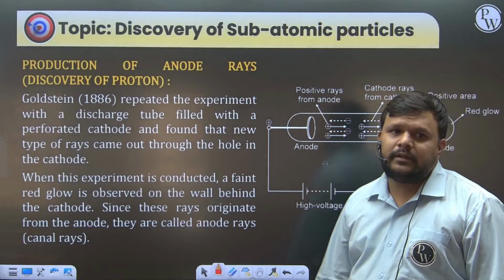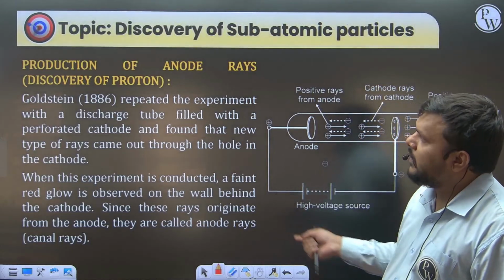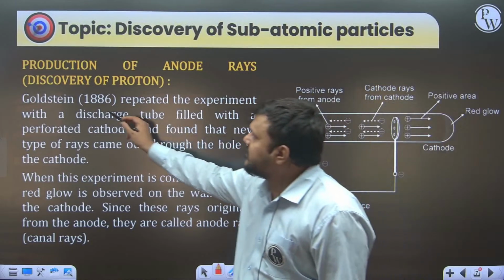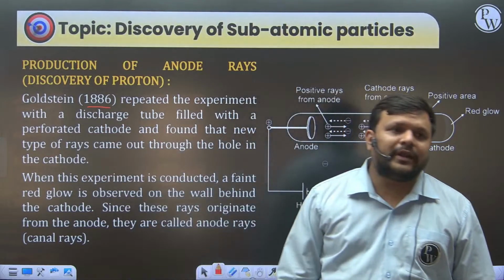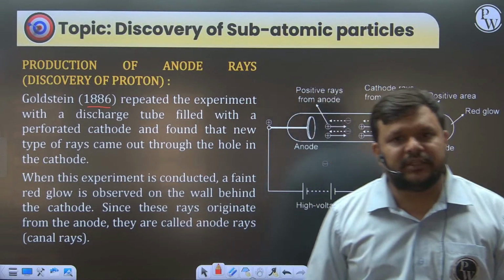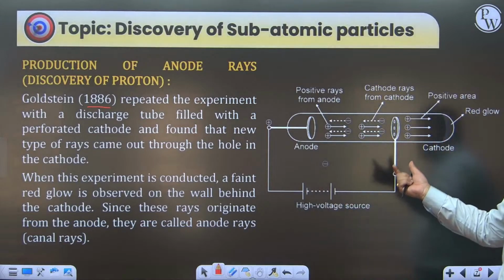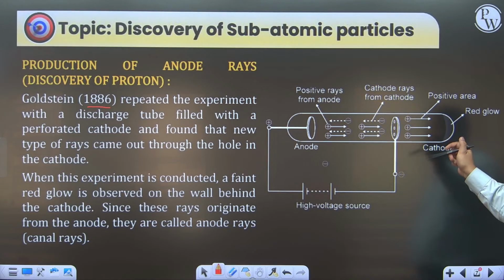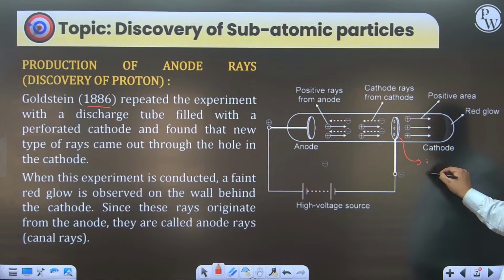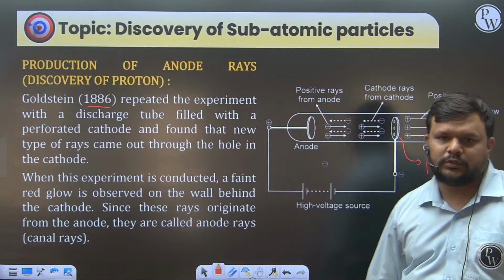See, in 1859 we had the cathode ray experiment, and in 1886 we had the anode ray experiment, which was carried out by Goldstein. Similar representation. The only difference is that we are having this perforated cathode over here. Perforated means we are having holes in this cathode.